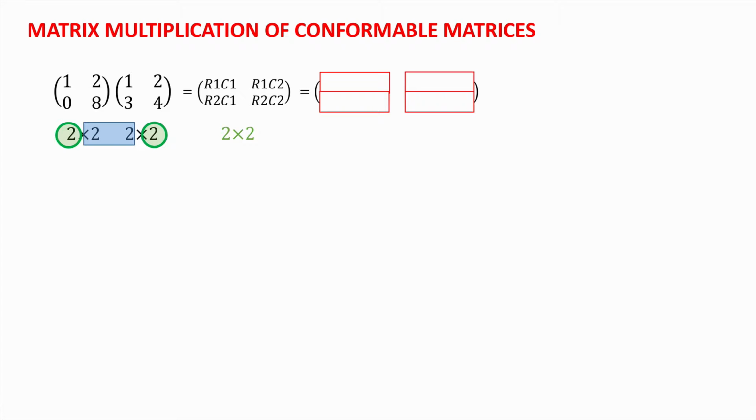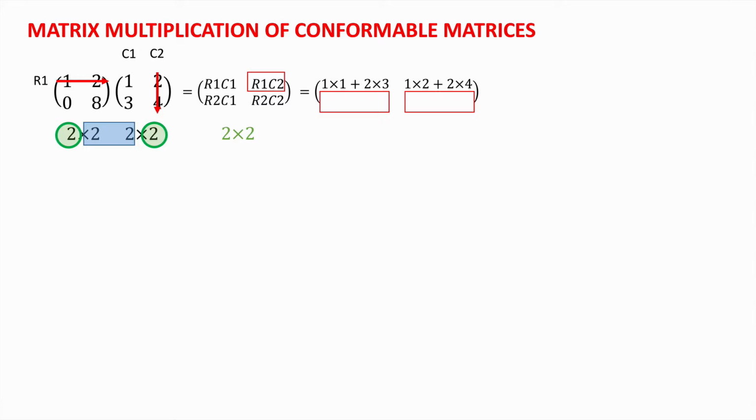If we want to find the value of position row 1 column 1, to find this value we take row 1 of the first matrix and we multiply it by column 1 of the second matrix. And this is how we multiply it: 1 by 1 plus 2 by 3. Similarly, if we want to find the entry of row 1 column 2, we take the first row of the first matrix and then multiply it by the second column of the second matrix. So that's 1 by 2 plus 2 by 4.